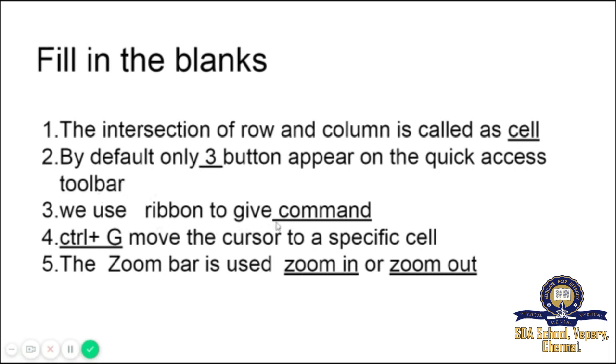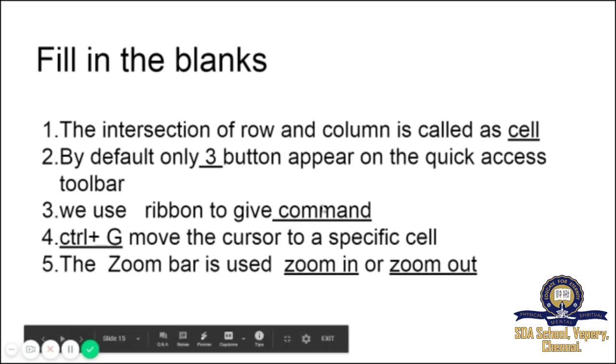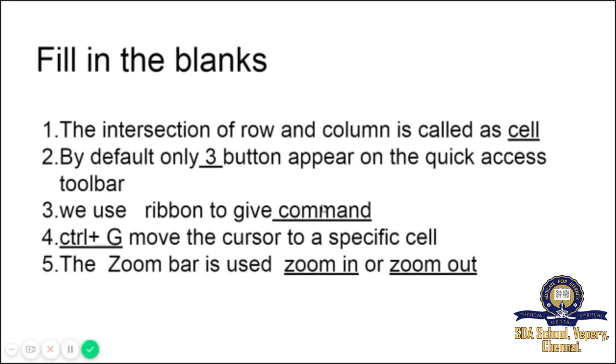We use the ribbon to give commands. Ribbon means all the small icons are there. I told you, to save, open, new, print, and so on. Those are all commands. As soon as you press a command, the MS Office will work according to that command.